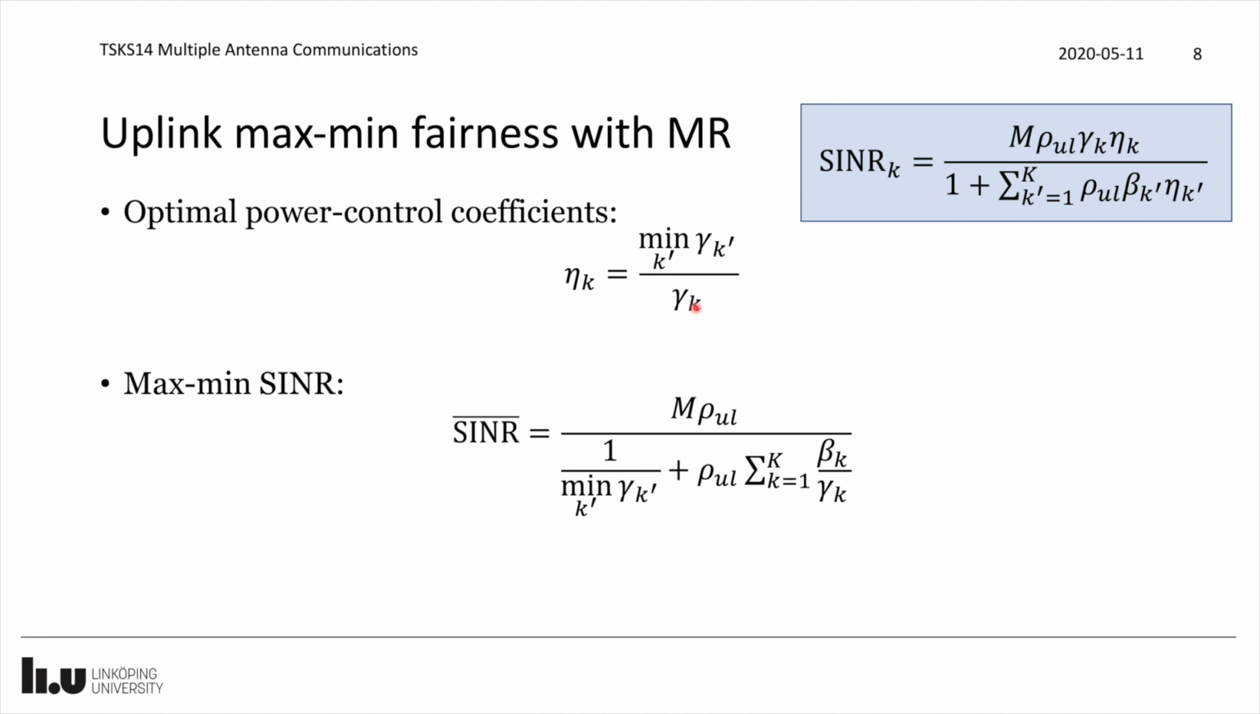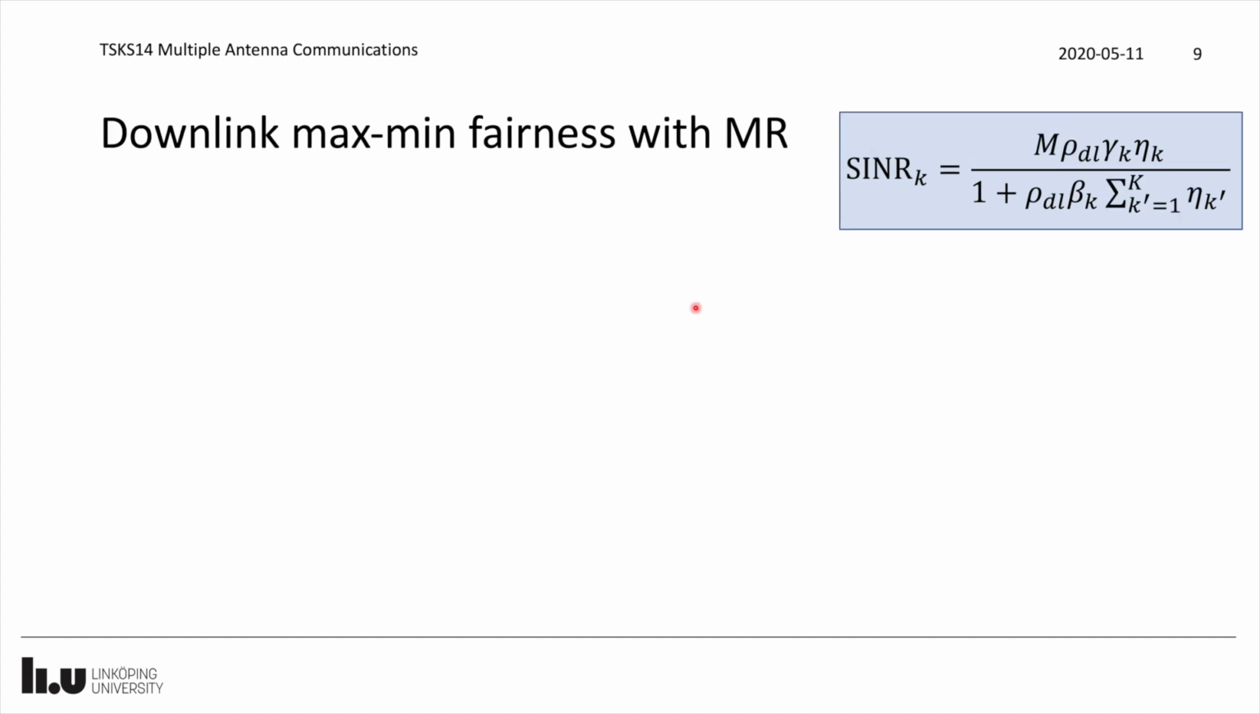In the downlink, things become somewhat different, because now we are not allowing every user to transmit with the full power. We have a downlink setup where we have a maximum power budget, and we would like to divide it between the different users.